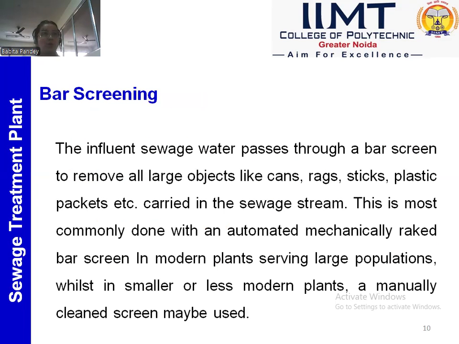As I told you about the screening process, I would like to tell you about bar screening. What is bar screening? The influent sewage water passes through a bar screen, and it removes all the bigger objects like cans, rags, sticks, plastics, etc. carried in the sewage stream. This is most commonly done with an automatic mechanically raked bar screen in modern plants serving large populations, whilst in smaller or less modern plants, a manually cleaned screen may be used.